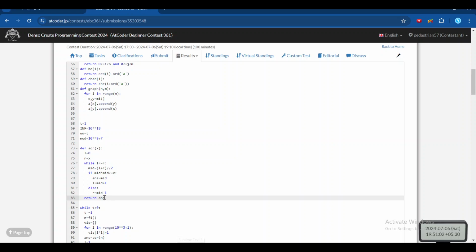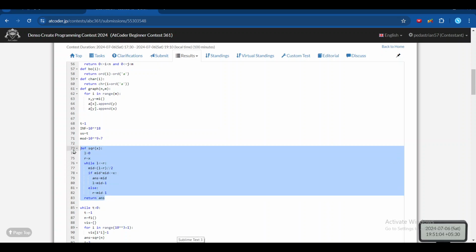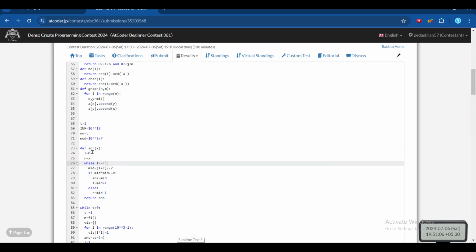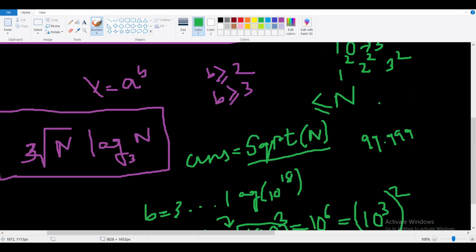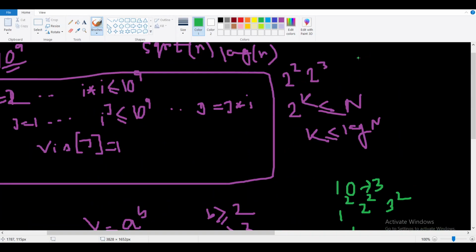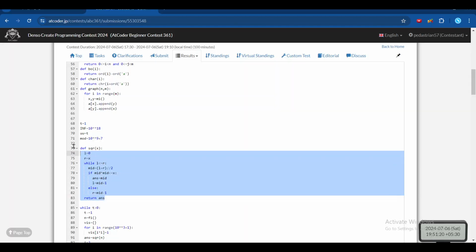So you can find the square root of x in log n time, and this will give us the maximum value. Square root of x is the maximum value s such that s into s is less than or equal to n. It will give us the value of this. We can do it in order of log n using binary search. You can check that out. It is quite a popular problem.